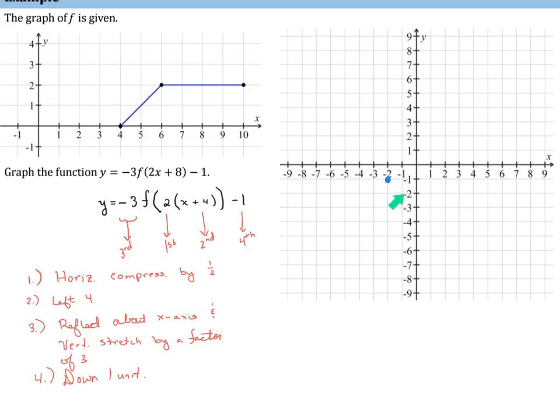Then we stretch vertically by a factor of 3. So we were at (-1, -2). So if we multiply that by a factor of 3, we will now be a distance 6 units away. So (-1, -6). And then we're going to move it down 1 unit. So (-1, -7).